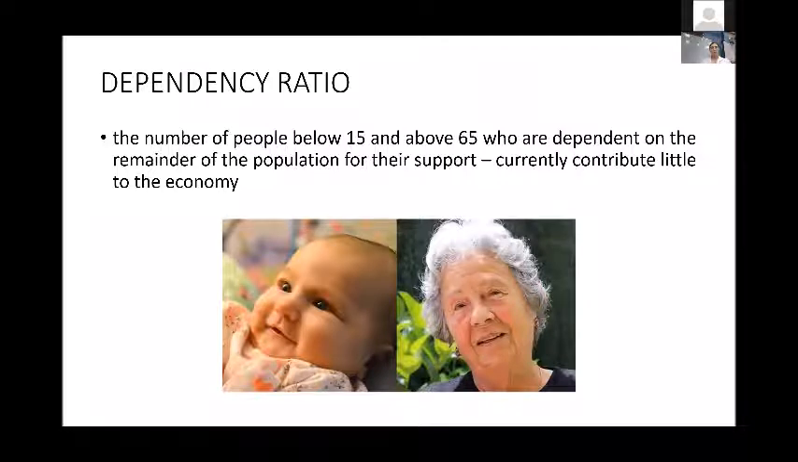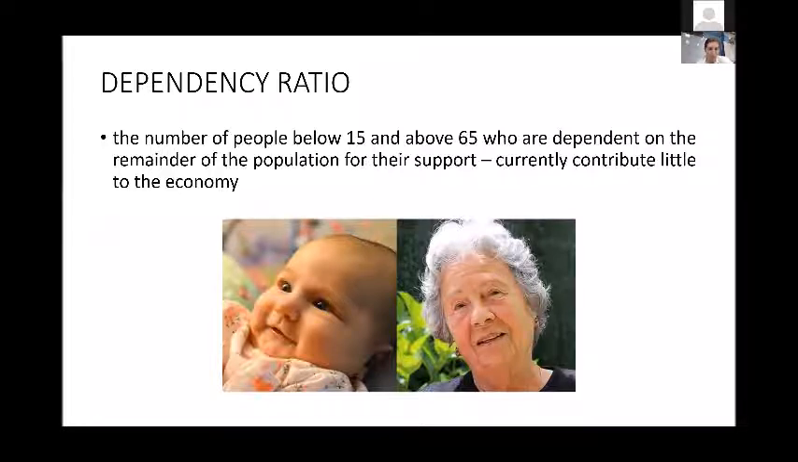So with this, it's important to also look within each country or economic system at the dependency ratio. That's the number of people below 15 and above 65 who are generally dependent on the remainder of the population for their support. So they're currently not contributing to the economy. This would be small children, school-age children, and then retired and elderly individuals. So they are potentially going to contribute, or they have for the rest of their life, they just aren't doing it at the moment.